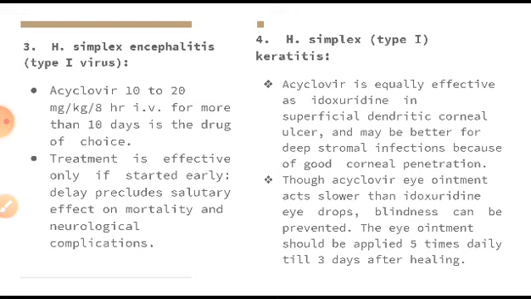Next is herpes simplex type 1 keratitis. This is also a type 1 virus. Acyclovir is equally effective as idoxuridine in superficial dendritic corneal ulcer and may be better for deep stromal infections because of good corneal penetration. Though acyclovir eye ointment acts slower than idoxuridine eye drops, blindness can be prevented. The eye ointment should be applied 5 times daily for 3 days.